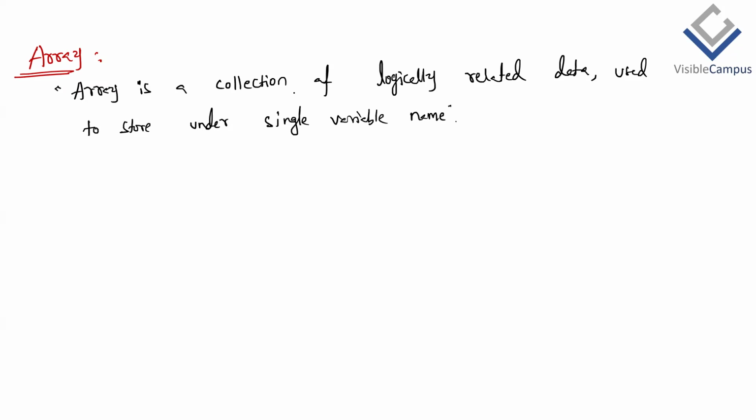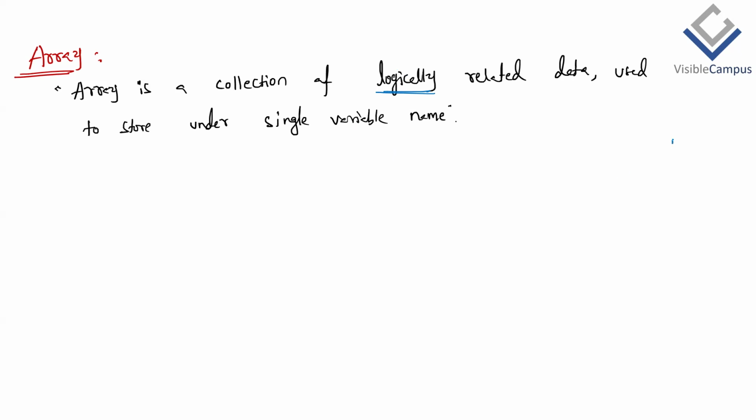Here I am using some terminology. What is logically related data? All have to be strings, like names, for example. All have to be numbers, like employee IDs. All have to be long, like mobile numbers, for example. Then only we can go for an array. Then only is there a requirement to go for an array.